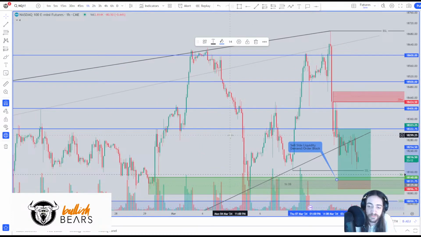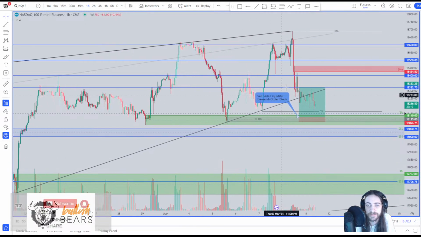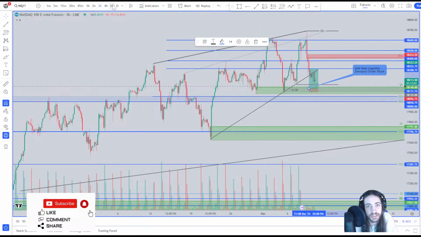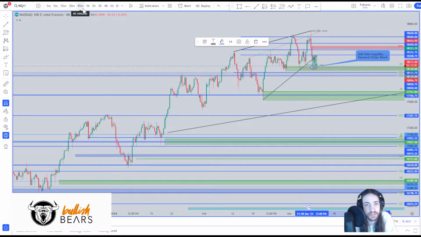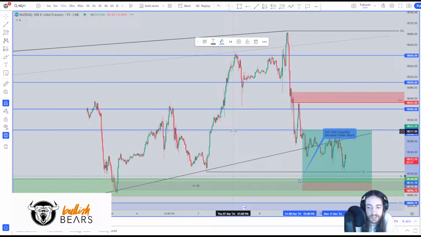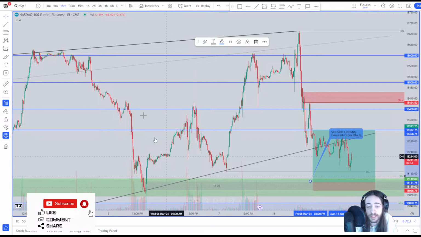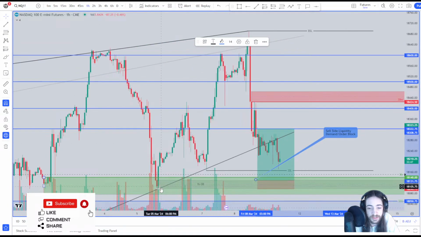Alright, here's what I'm looking out for, guys, on the NASDAQ. I'm looking for the sell side liquidity sweep on the higher time frame. This is the hourly. You would also see this on the 3-hour and the 6-hour. This is a pretty strong sell side liquidity, with a lot of stop hunts right under that. And we have a demand zone along with an order block, a 1-hour order block. This zone right here would be our 1-hour order block.